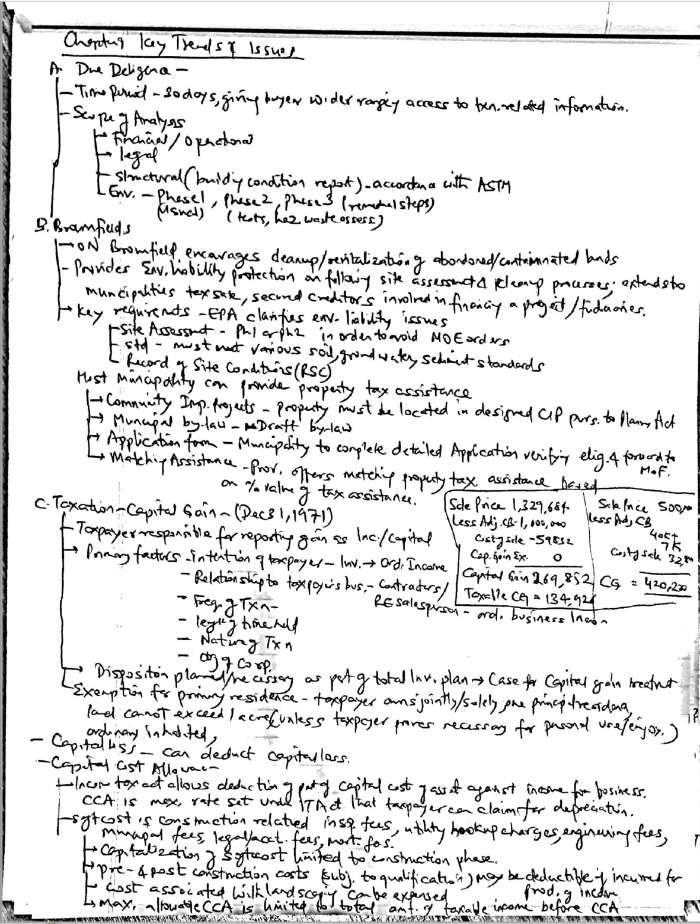Over the years, the determination has been made based on a number of primary factors such as intention of the taxpayer, relationship to the taxpayer business, frequency of transactions, length of time held, nature of transaction, and the object of the corporation. Should a debate proceed to the Tax Court of Canada, the court will consider relevant factors concerning taxpayer conduct before, during, and after the period under appeal. Certain factors carry more weight in the process: intention, relationship to the taxpayer business, frequency of transaction, nature of transaction assets, and object of the corporation.